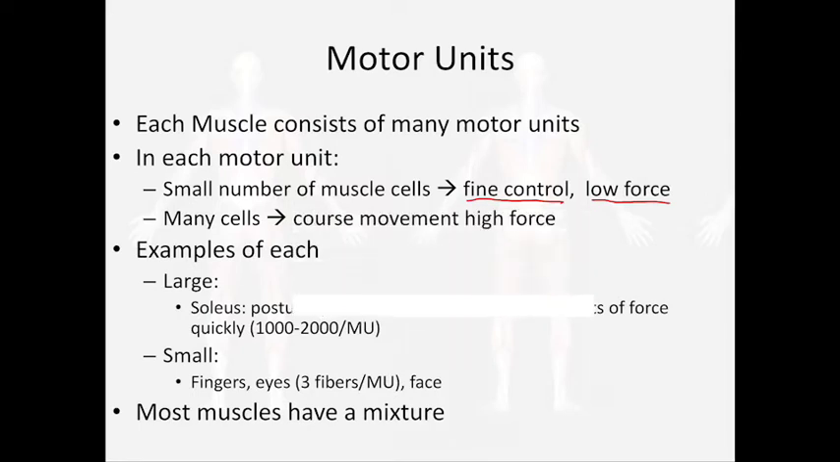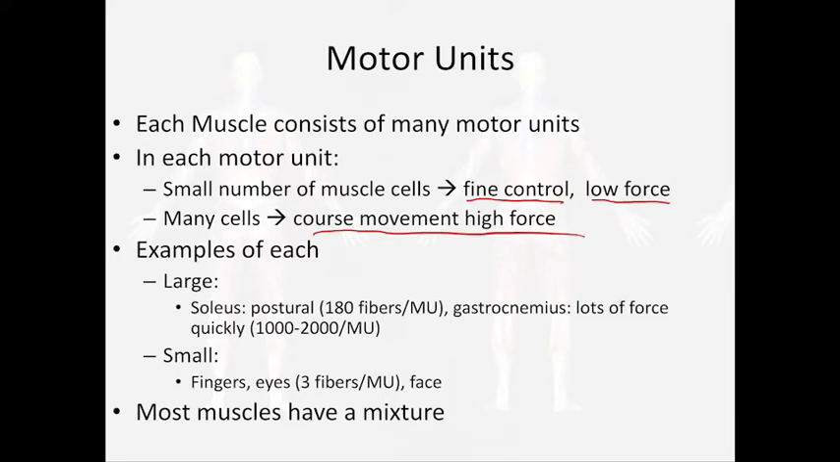Then we have some that have many cells. These would be coarse movements, high force. Think about muscles you'd use to jump, or to kick a ball, or to throw a ball. Those are intense, powerful movements that need a lot of force, but not necessarily perfect precision.